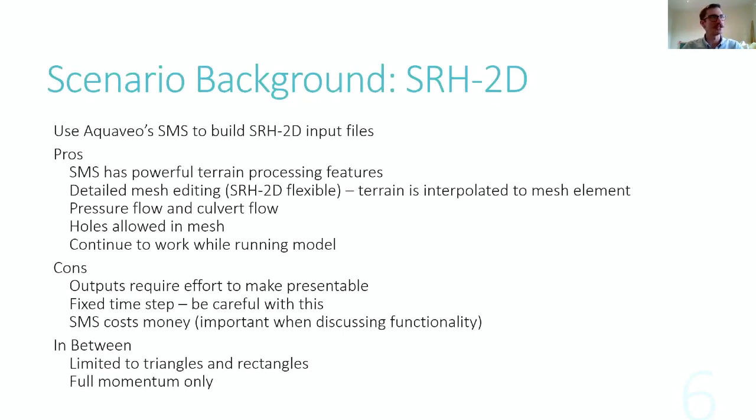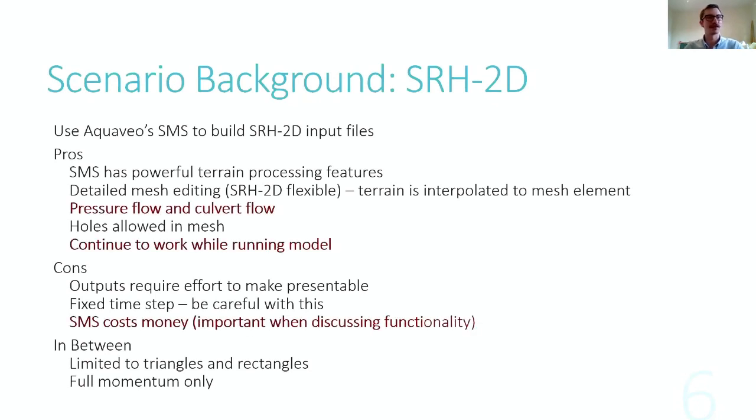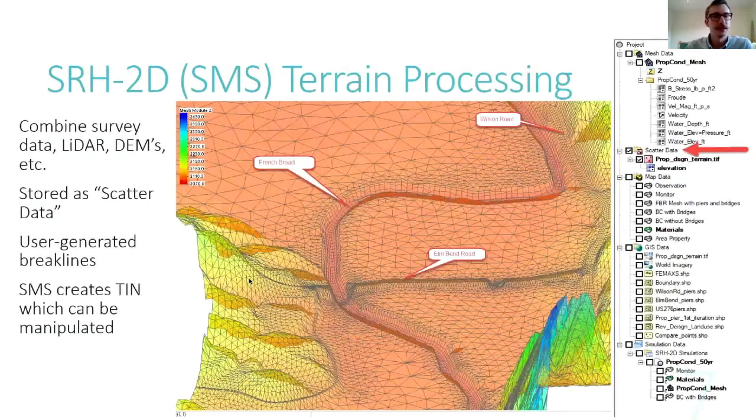I won't read this list to you, but there are some things I want to highlight about SRH2D. One, as we've mentioned, it contains the ability to model pressure flow. Another cool part of it is that you can actually continue to work while you're running the model. And some of that is because of the way SMS works, but you can start running your SRH2D calculations and then go back in SMS and start making modifications if you need to. And that's a really cool component.